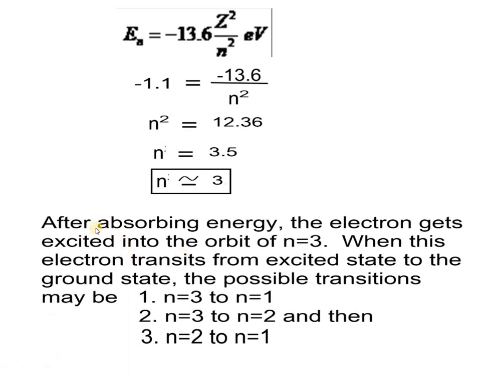After absorbing energy, the electron gets excited into the orbit of n is equal to 3. When this electron transits from the excited state to the ground state, the possible transitions are n is equal to 3 to n is equal to 1 directly, or n is equal to 3 to n is equal to 2, and then n is equal to 2 to n is equal to 1. Now we have to see all the three cases.